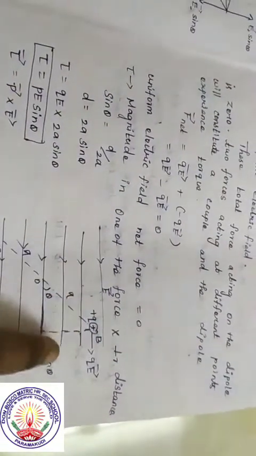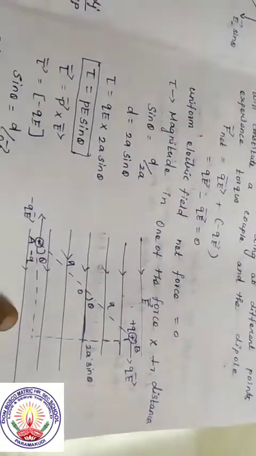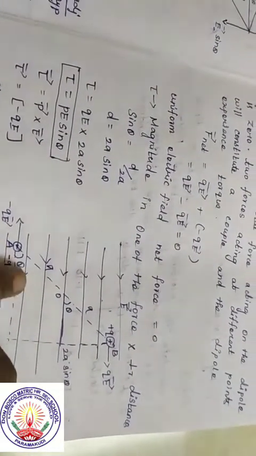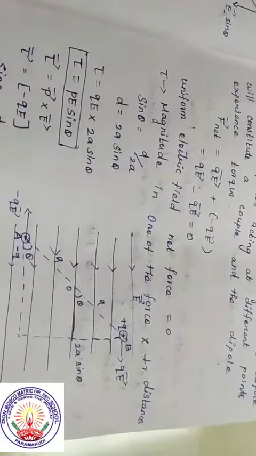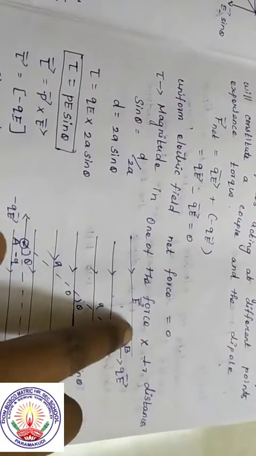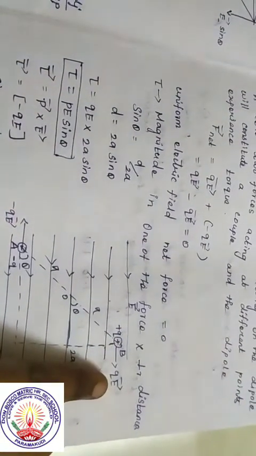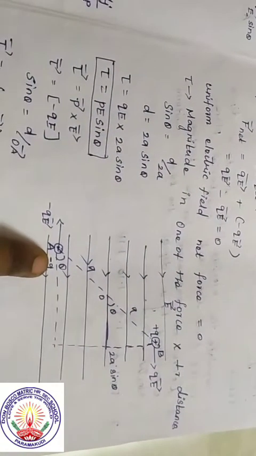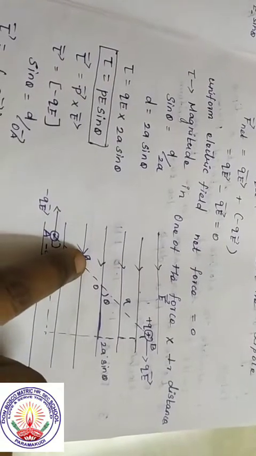This is the uniform electric field. Next, we have to consider two point charges, A and B. A is the negative charge and B is the positive charge. This pair is called a couple. The positive charge experiences the force QE vector, and the negative charge -Q experiences -QE. And this is the distance, A and A.